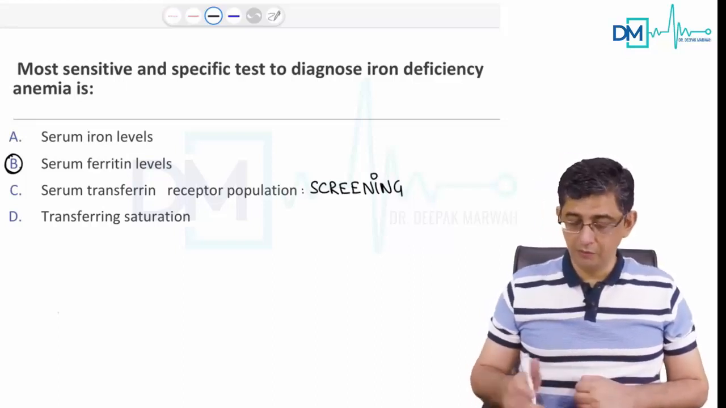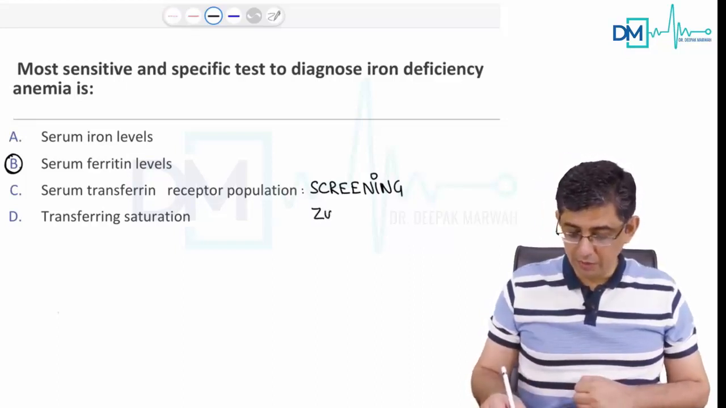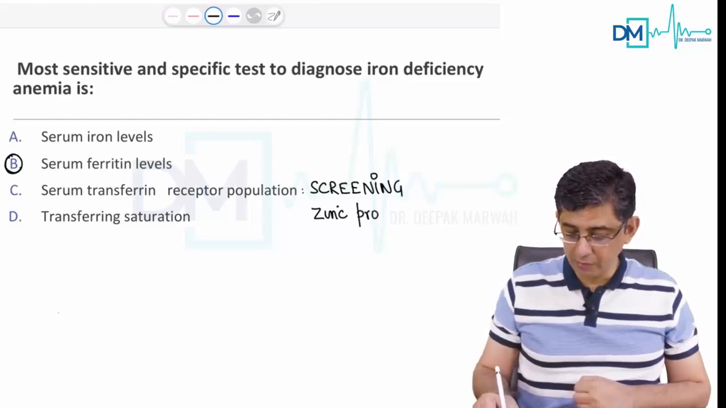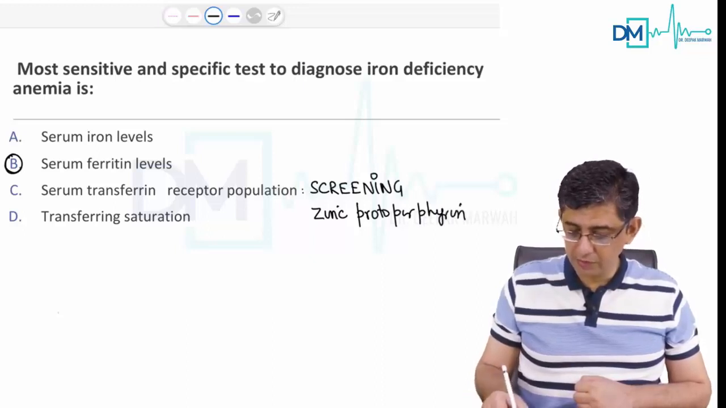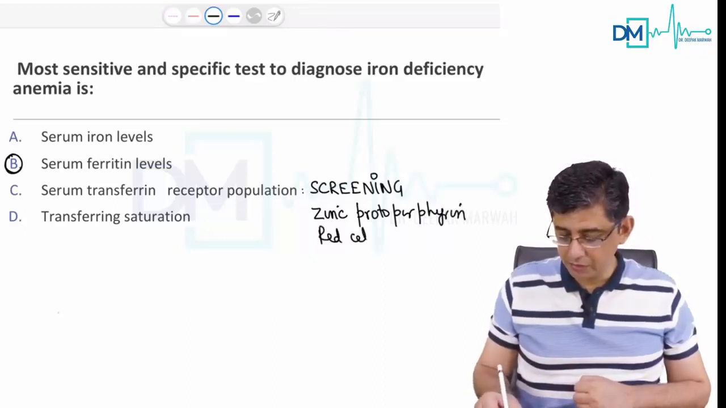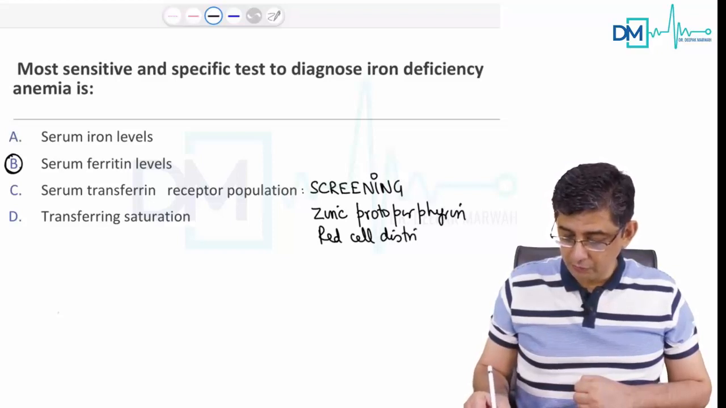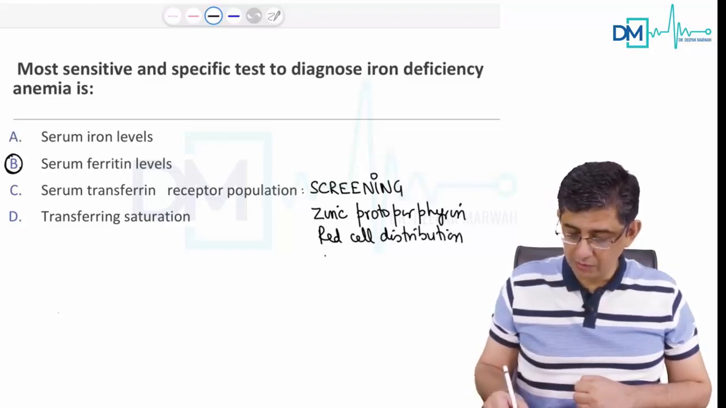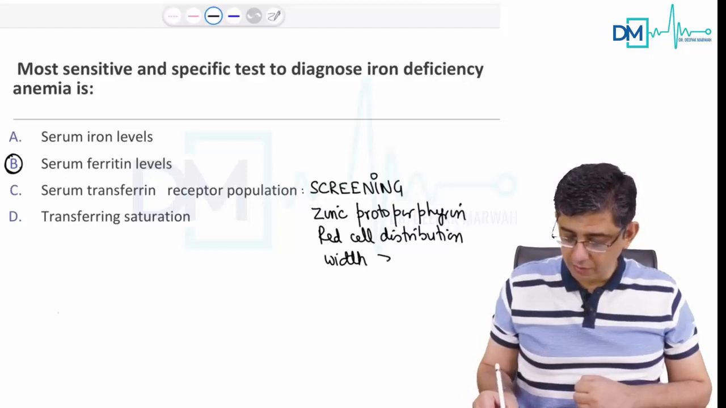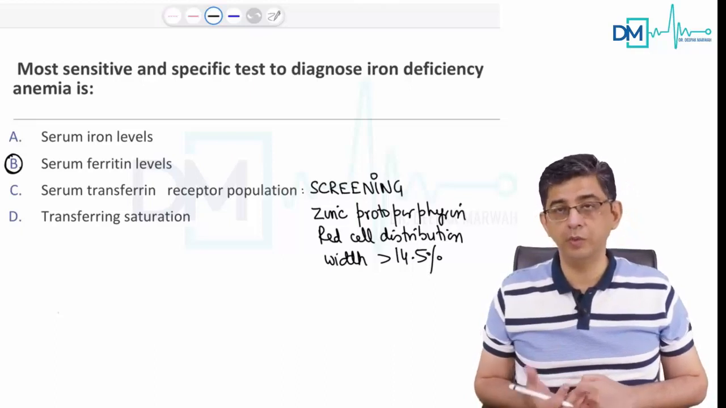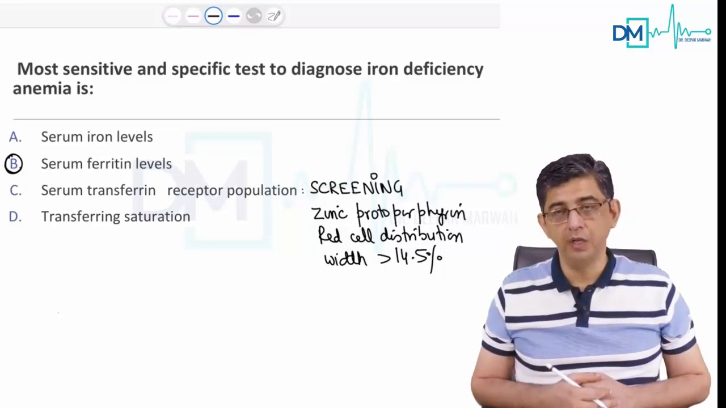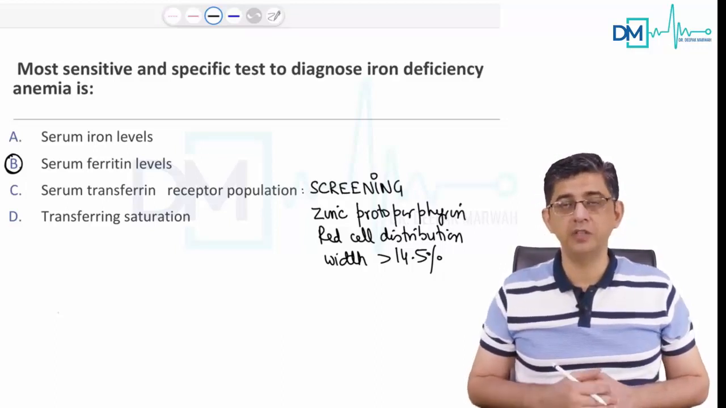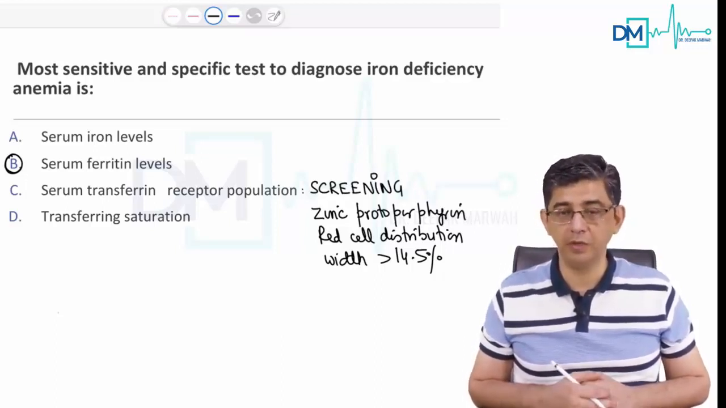For screening, other tests which are available are zinc protoporphyrin levels, ZPP. Another test which is available for screening purposes is RDW, that is called red cell distribution width. Values of red cell distribution width in excess of 14.5% are suggestive of the presence of microcytic hypochromic anemia in the patient, though the problem is that microcytic hypochromic anemia can also be present in thalassemia trait. So these tests can definitely not distinguish iron deficiency anemia from a thalassemia trait.